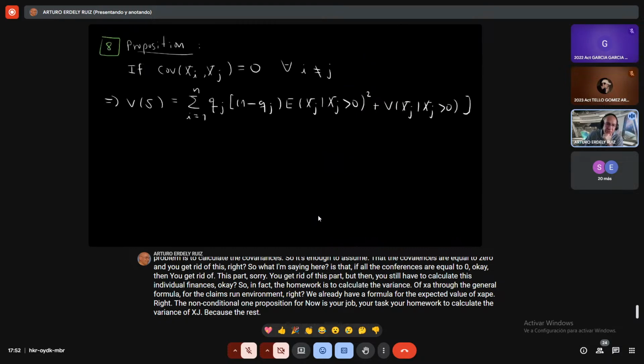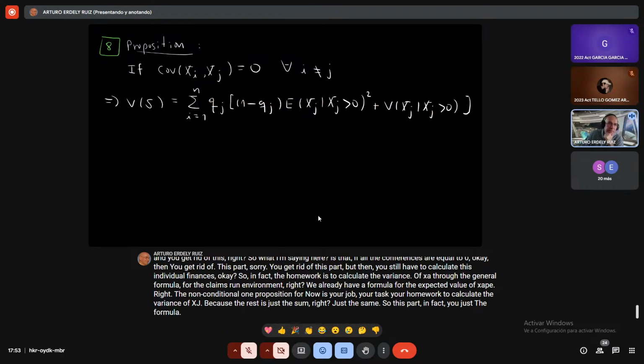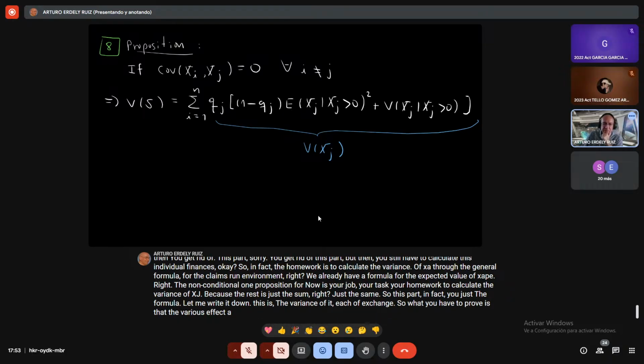Because the rest is just the sum, right? It's just the sum. So this part, in fact, is just the formula. Let me write it down. This is the variance of each Xj. So what you have to prove is that the variance of Xj is this. Okay? So the proof is left as homework.